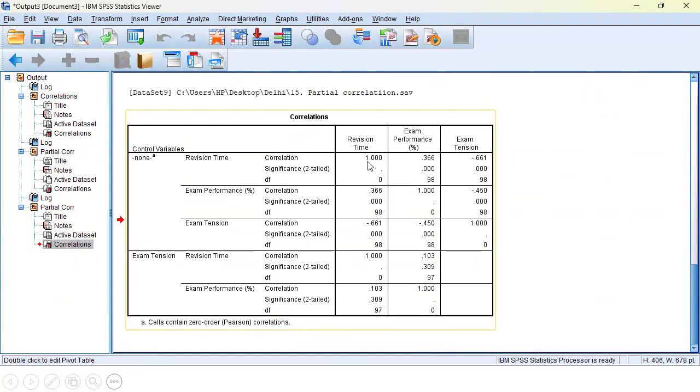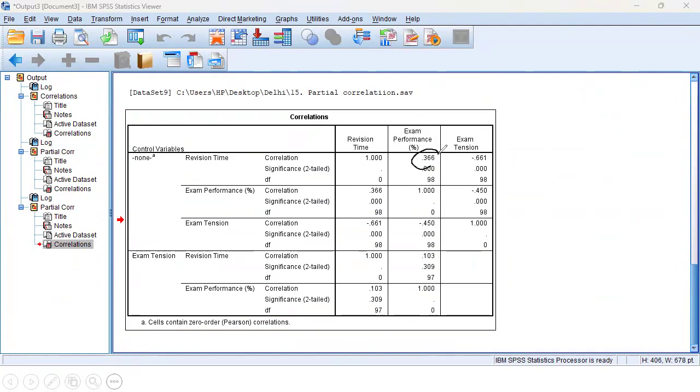So the revision time and exam performance, the value is 0.366. So there is a positive correlation between the two, okay. And then exam tension and exam revision time, there is a negative. So it is simple correlation, but when you control the variable, that is exam tension, then the relationship with revision time is positive, and exam performance and exam tension, that is 0.103.